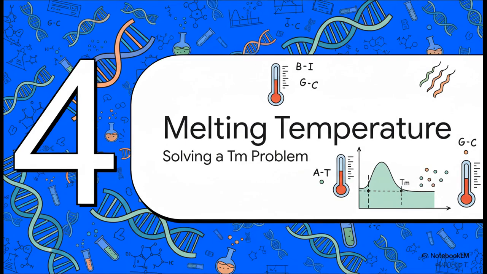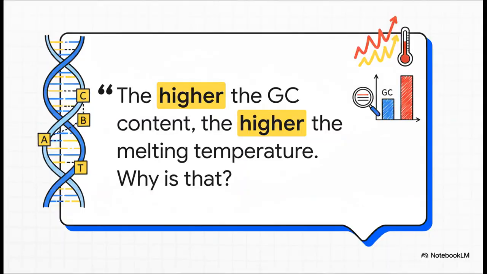Which brings us perfectly to our next big exam tip, melting temperature, or Tm. You are almost guaranteed to see a quantitative problem about this on the final, so let's make sure you know exactly how to crush it. Professor Pasquinelli literally asked this question in class, which is a pretty big hint, right? The higher the GC content, the higher the melting temperature. Why? Let's break it down.